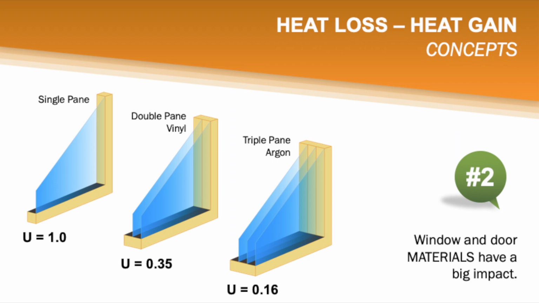Compare the difference between these three windows. By adding more layers of glass and filling the space between them with an inert gas like argon, we achieve greater improvements against heat loss or heat gain.